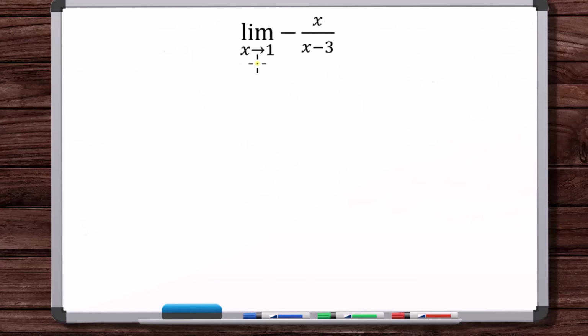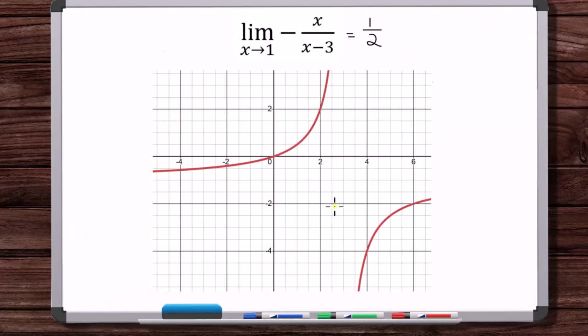Okay, the limit as x approaches 1 of minus x over x minus 3. So it looks like we can just plug 1 into this function. This is a rational function, continuous everywhere in its domain, so we get 1/2. If we take a look at the graph, there is a vertical asymptote at x equals 3, but we're concerned with what the function is doing at x equals 1. It's continuous at x equals 1.